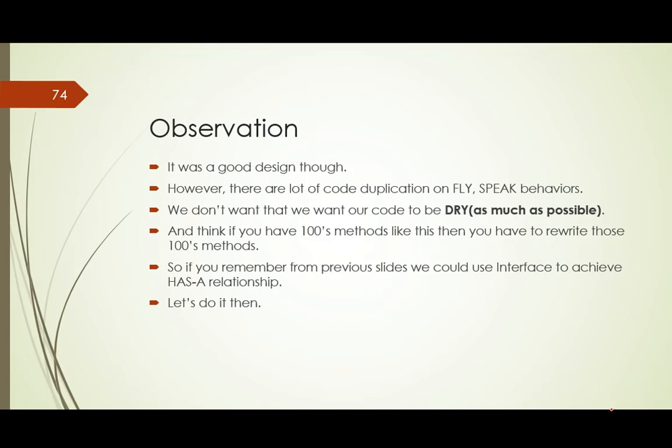We want our code to be dry as much as possible. And think, if you have 100 methods in a class, it is possible. Some business apps really have 100 methods in a class. So if you're really doing such things, you will end up writing these 100 methods in 100 different places. That would be really tedious and a very bad solution for your problem. So if you remember from the previous slide, we could use the interfaces, or could use the has-a relationship, so that we could achieve the modular approach. So let's do it then.